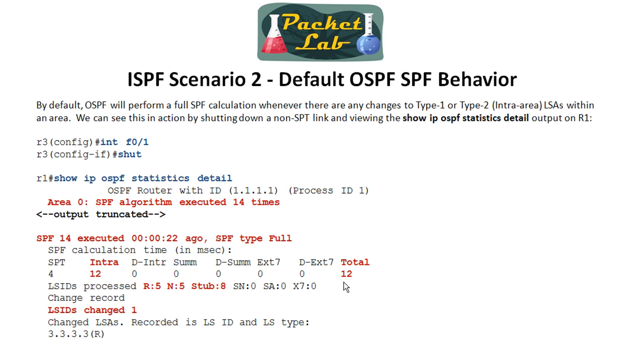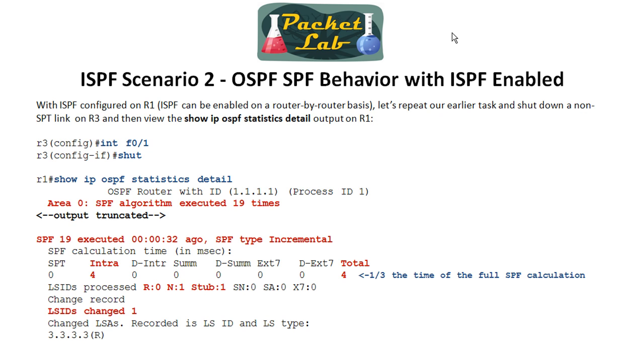And let's say that this isn't even just down, it's flapping, bouncing up and down multiple times per second. So you keep running a full SPF algorithm over and over and over again every time that flaps, and you're just eating up CPU resources for no good reason.